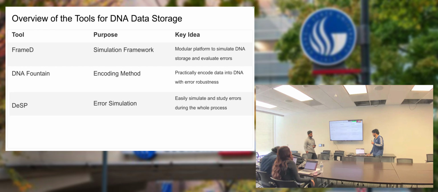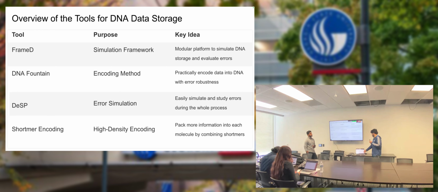This is another error simulation, similar to FrameD. The key idea with this is that it's easy to simulate and study errors during the whole process. It has errors through every single process, and this is easier to set up, whereas FrameD in the beginning is a little bit more complex, but you have a lot more control over it. And then shortmer encoding. This is very niche. This is high density encoding, and the key idea is that it packs more information into each molecule by combining shortmers.